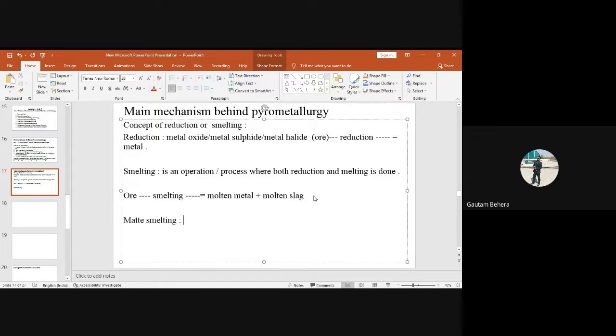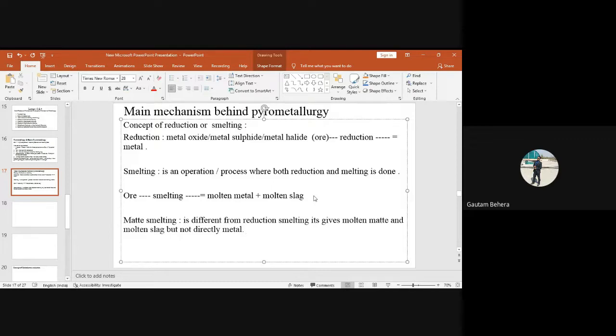So matte smelting is different from reduction smelting. It gives molten matte and molten slag, but not directly metal. So it clearly means if you are doing matte smelting, you will end up with molten matte and molten slag, but not directly metal. That means molten matte is an intermediate product, obviously. From this intermediate product, we again convert it into molten metal in the later stage, right?